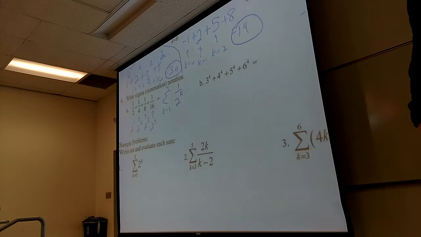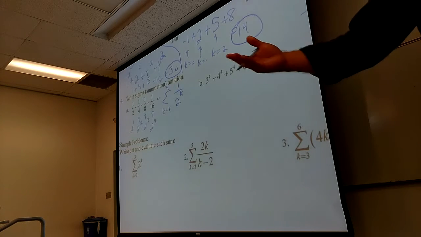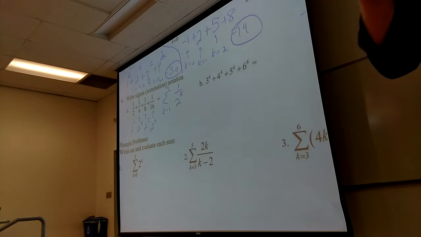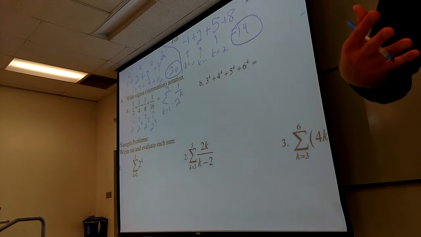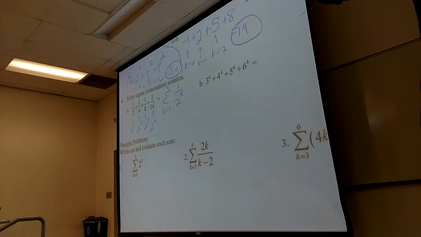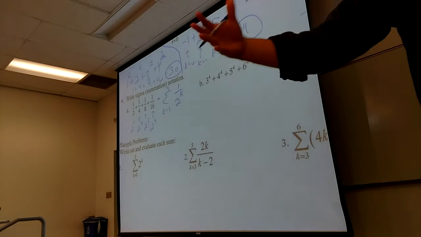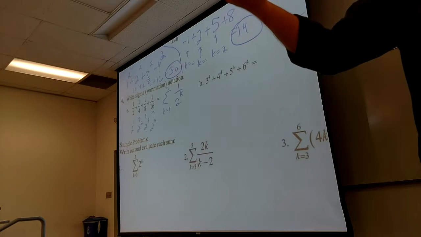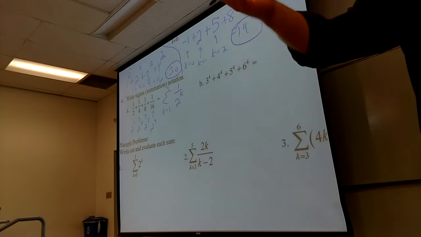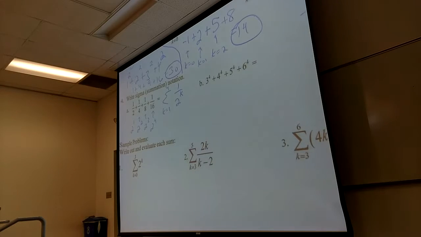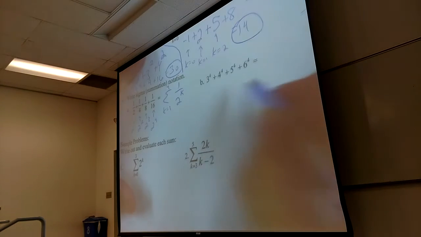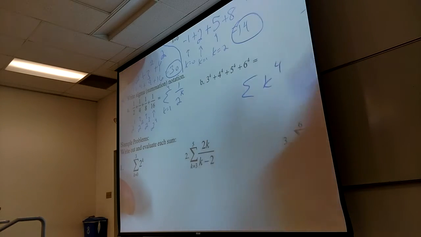So what stays the same? The power. So I know there's going to be a 4 there. That doesn't change. So I don't want to put a variable there because it stays the same. What changes, of course, is the base. Starts at 3, goes to 6 in a nice orderly fashion. Do you see how that's just screaming out that that's going to be what? What am I going to put to the 4th power? K.